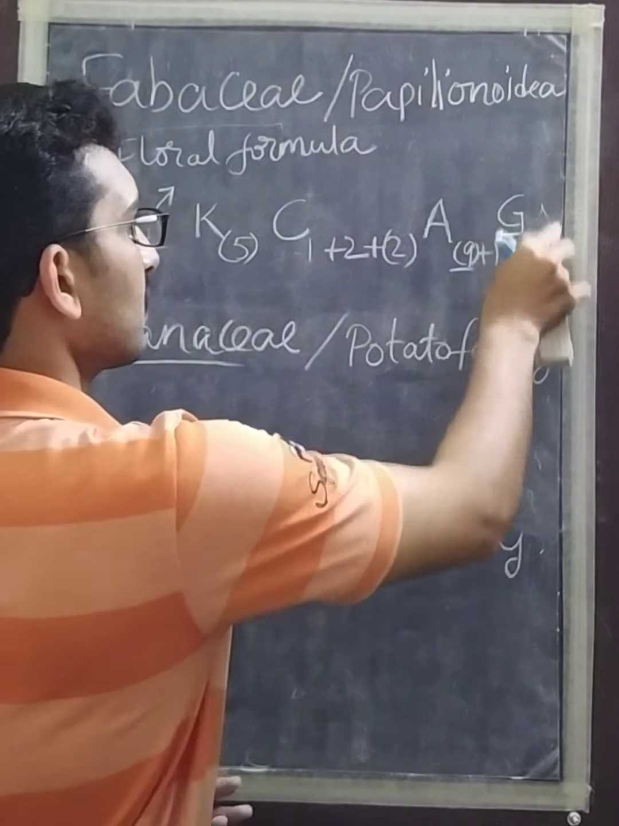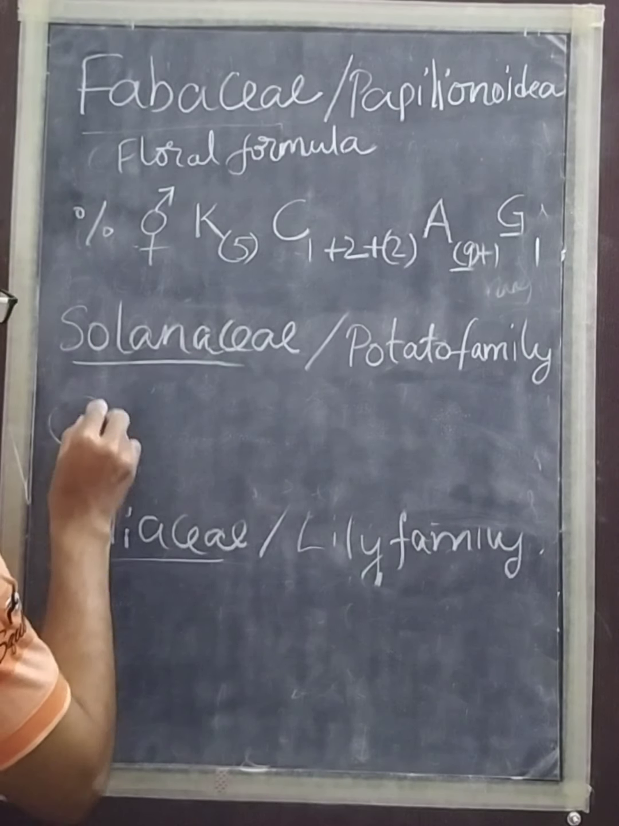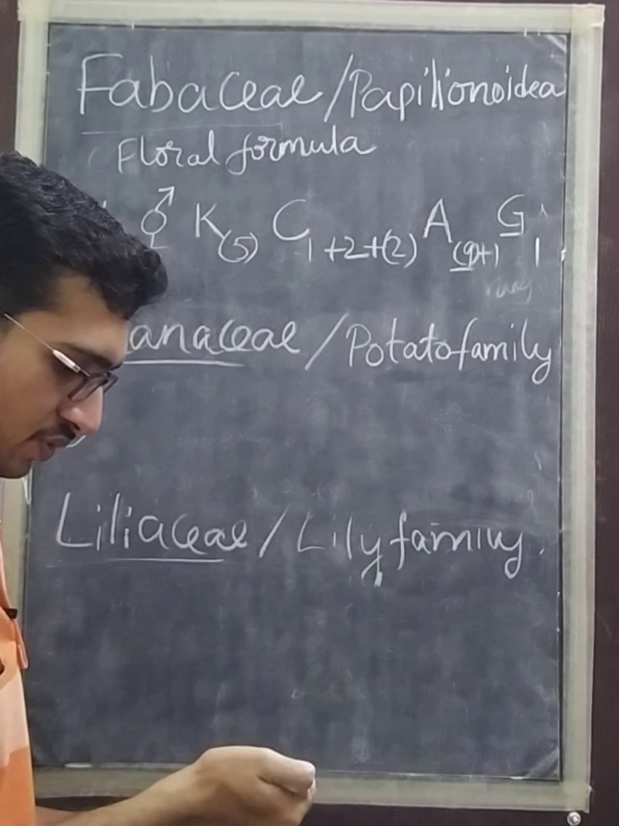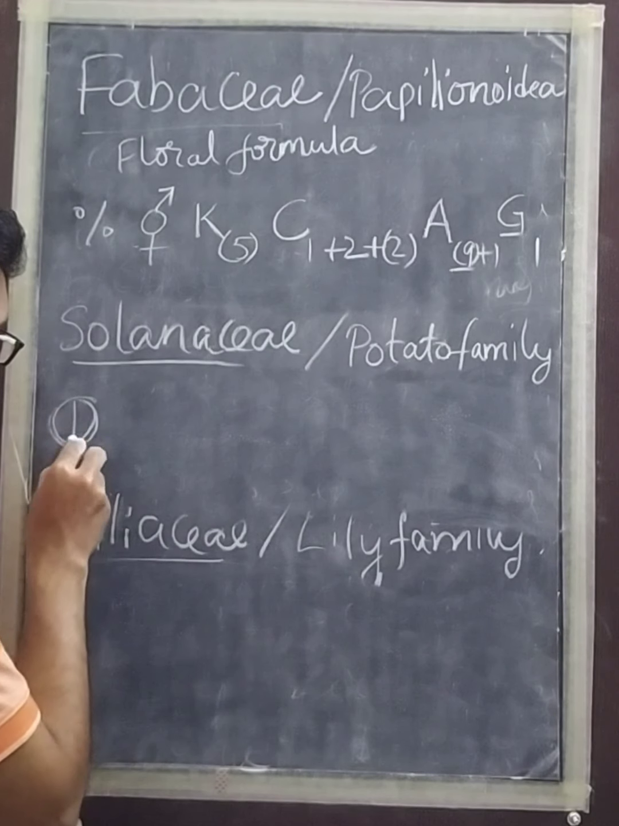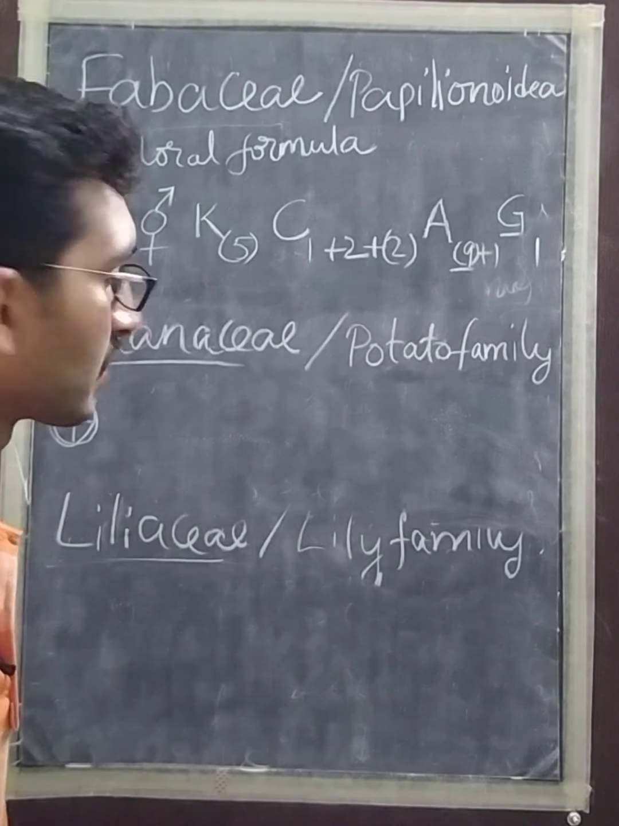1 carpel, monocarpellary. That's why we have put 1. Next, Solanaceae family, also known as potato family, right? So let's see the floral formula. These are zygomorphic flowers. So the floral formula says that these are zygomorphic flowers. So this is represented by the plus symbol.